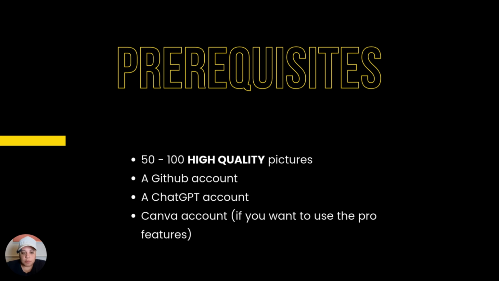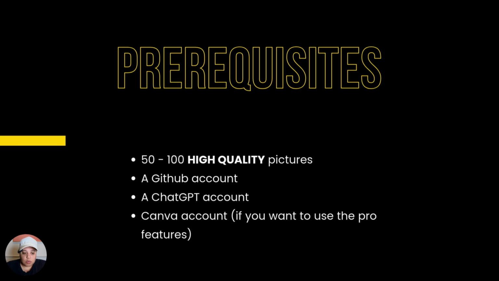Now, the prerequisites for this are you need at least 50 to 100 high quality pictures of yourself. If you want to create full body pictures, you need full body images that you can drop in at least maybe like 15 to 20. If not, they can just be portraits, doesn't really matter. But you need at least 50 to 100 if you want an accurate clone of yourself.